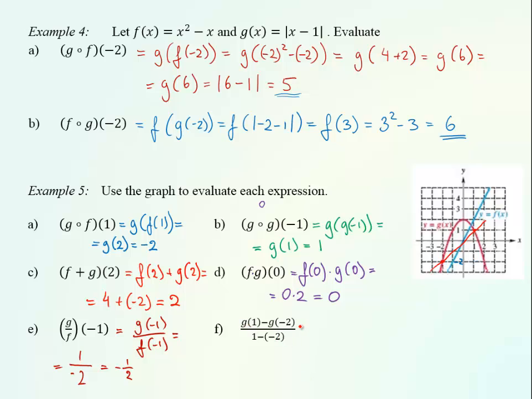Let's see if we get the same number by evaluating the slope. So g of 1 is equal to 1. G of negative 2 is equal to negative 2. And here we have 3. So 3 over 3, yes, it is 1. Slope of the secant line.